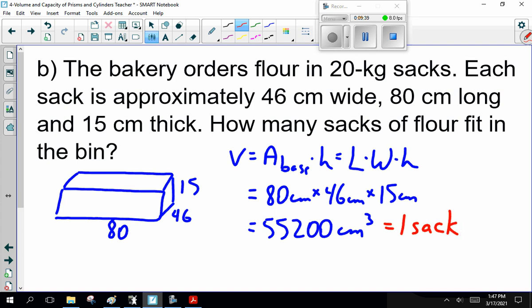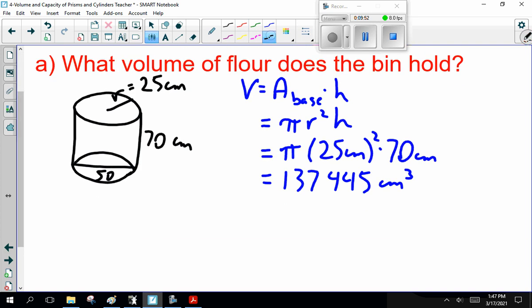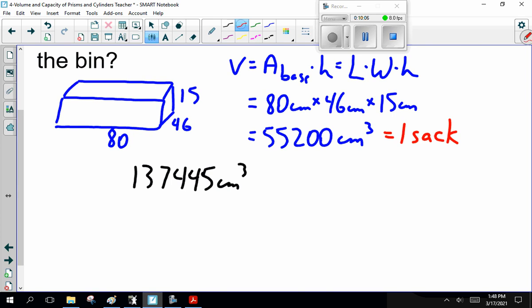So the question is, how many sacks fit in this bin? Make certain you got this, because it's a 137,445 cubic centimeter bin. Just like we did for liters, 1 sack is 55,200 centimeters cubed. So we divide.